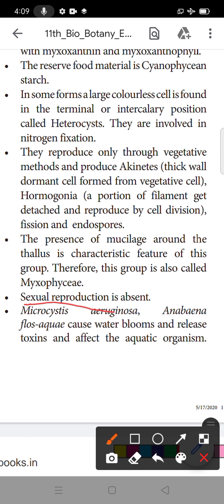Sexual reproduction, meaning fusion of male and female gametes, is absent. Microcystis aeruginosa and Pistia-like Anabaena flos-aquae cause water bloom and release toxins that affect aquatic organisms.